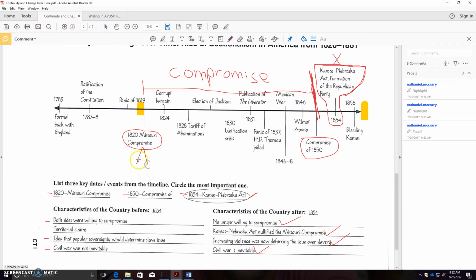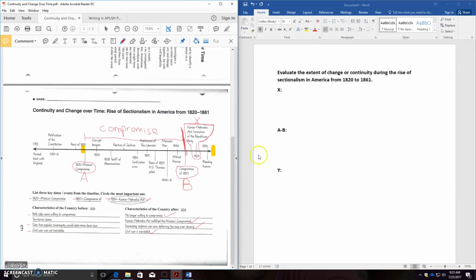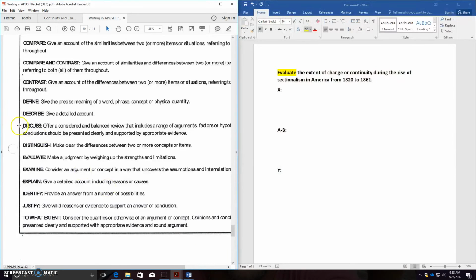Our Missouri Compromise and our Great Compromise will be our A and B statements. And so now we are ready to go look at our prompt. What are we going to write our thesis on? It says, evaluate the extent of change or continuity during the rise of sectionalism in America from 1820 to 1861. So again, our action verb here is evaluating. If we still don't know what evaluate means, we go to our writing packet, and evaluate means to make a judgment by weighing up the strengths and limitations.